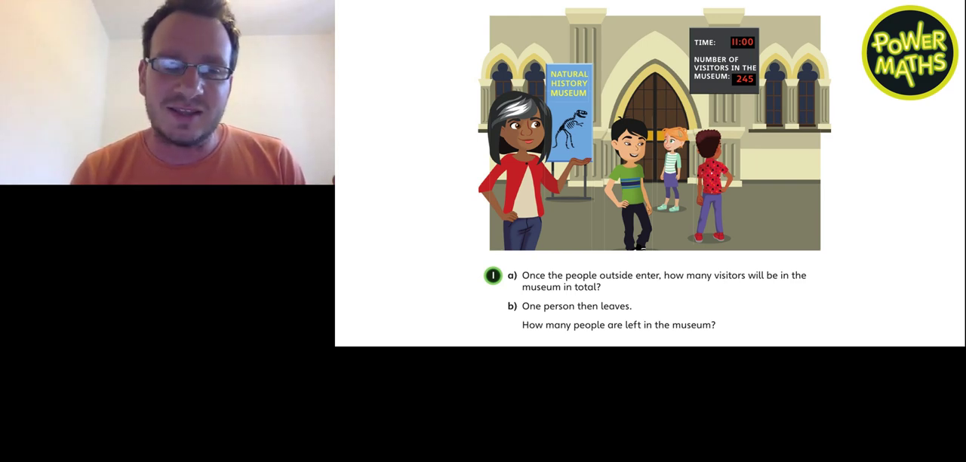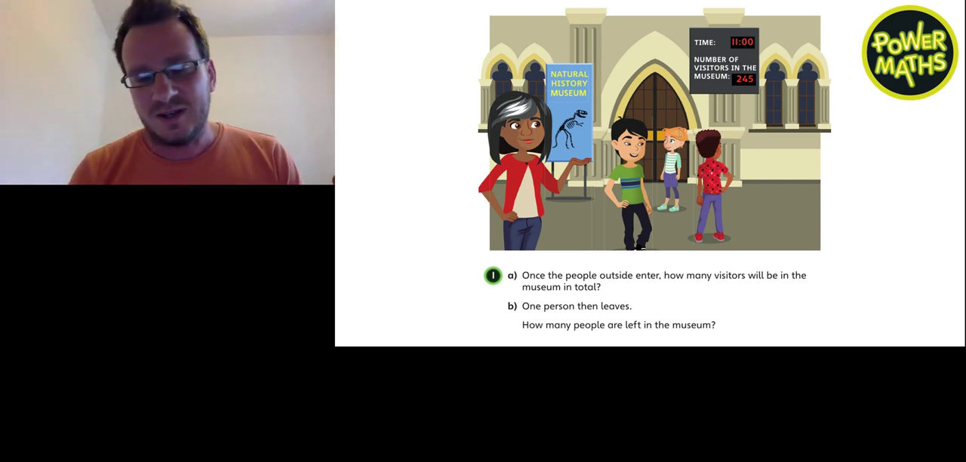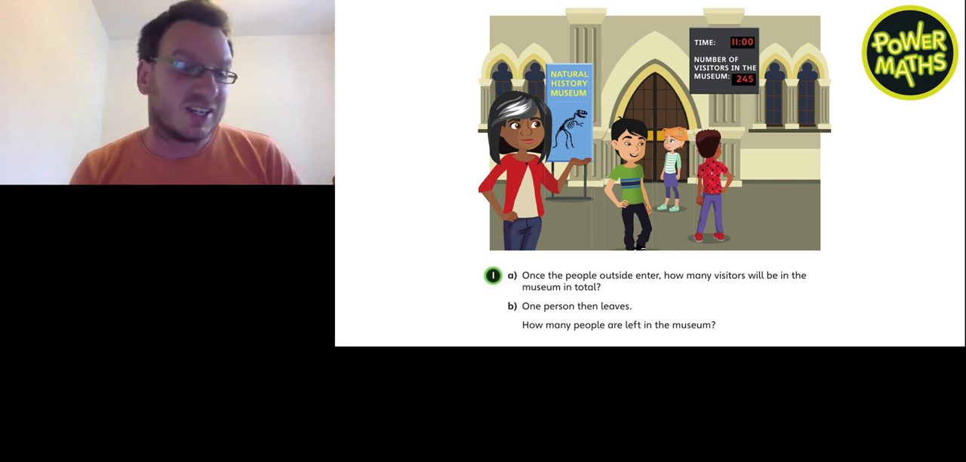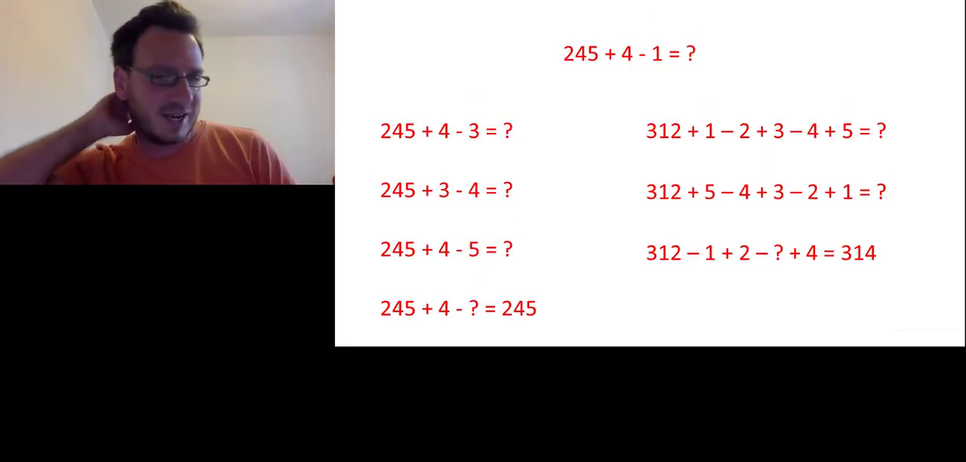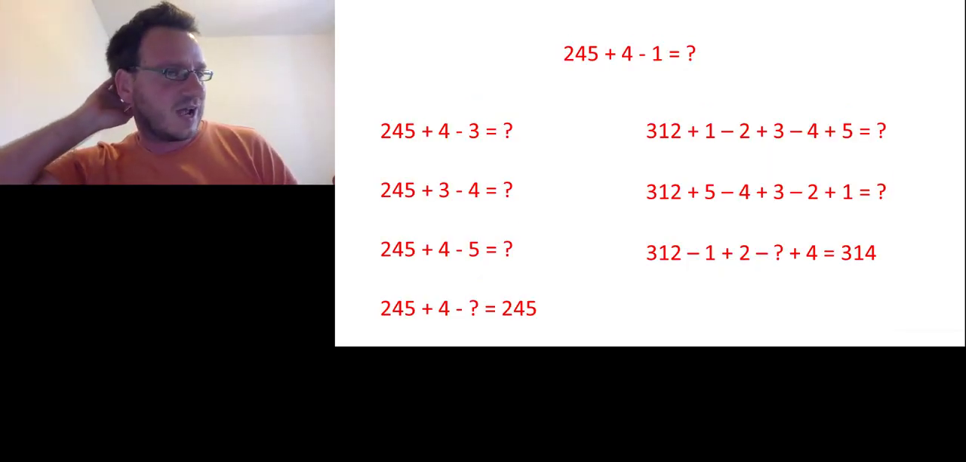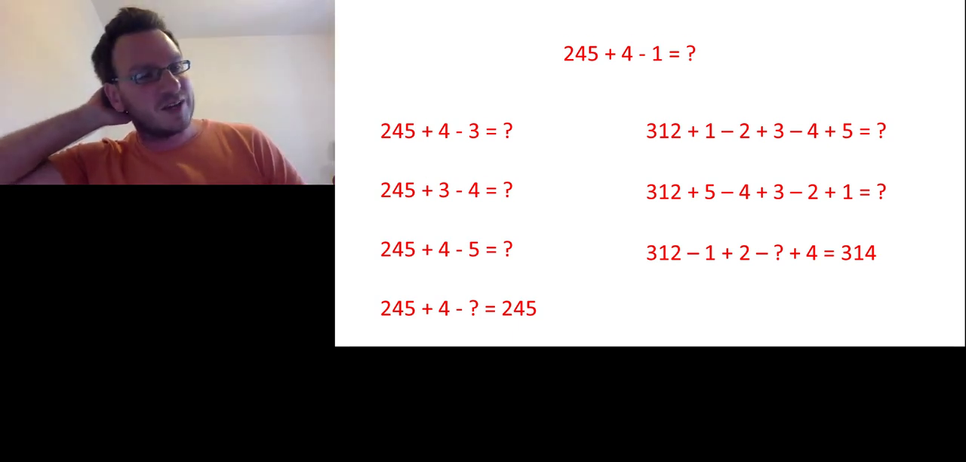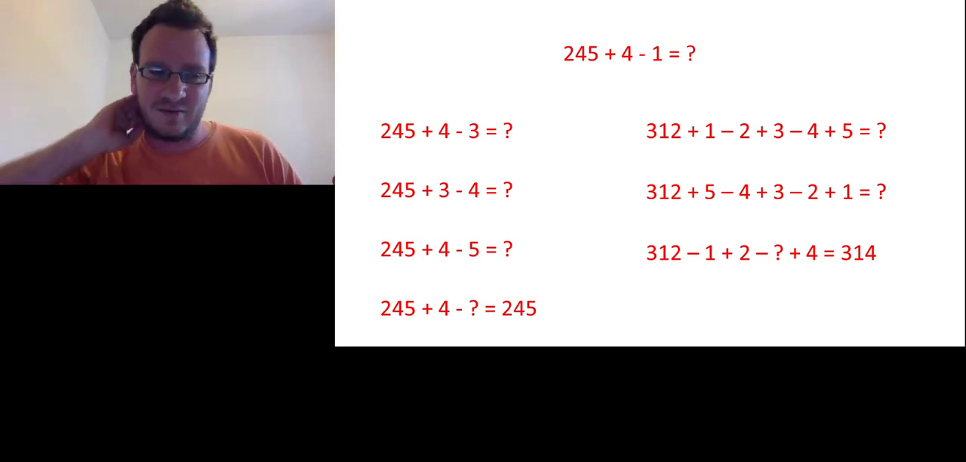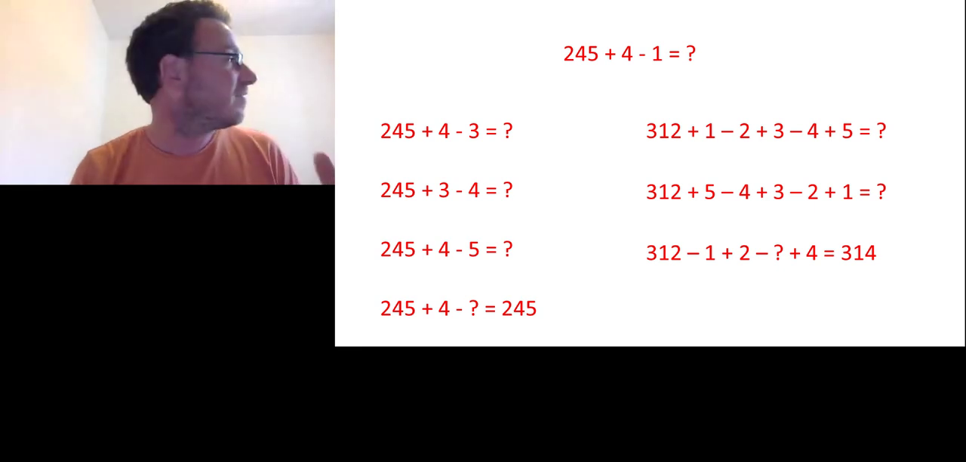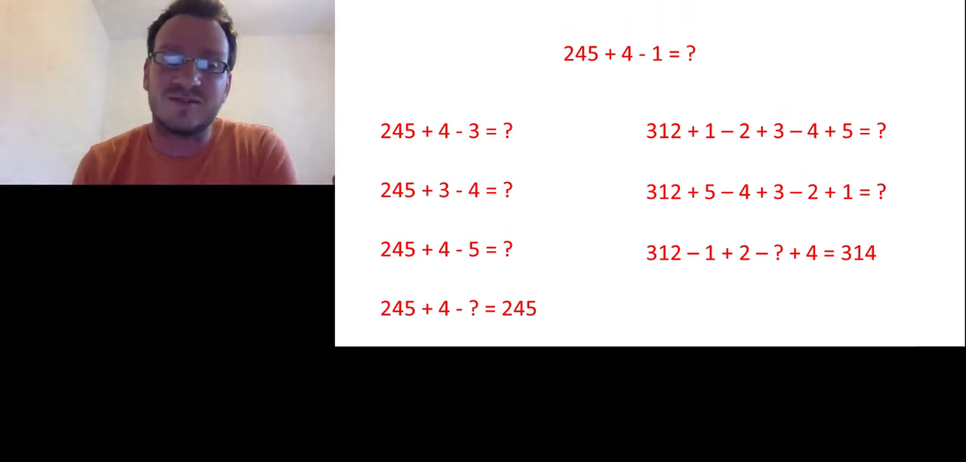Now 1B then says one person then leaves. And the calculation we've got is 245 add 4 and then take away 1. Now, as one question, that's fine, and maybe it's something up your sleeve that some others could be working on if they've finished a bit more quickly. But actually, very often in that 1B is hidden the seed of something that could be quite interesting.